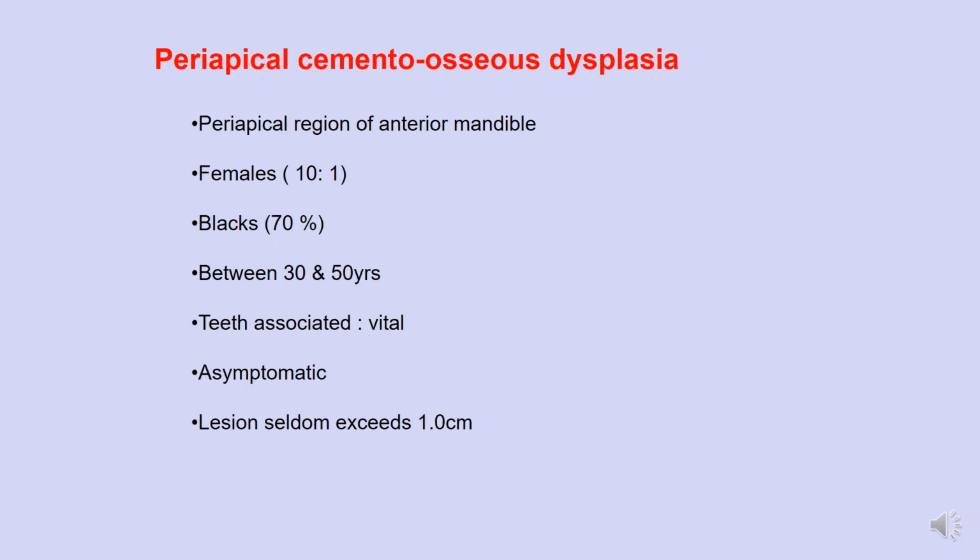So number one is periapical cementosseous dysplasia. As the word goes, it's periapical, so it's commonly seen in the periapical region. Most common area that it affects generally is the mandibular anterior teeth, right? There is a female to male predilection of 10:1, that means more commonly in females. The race that's commonly affected is blacks. Between the age group of 30 to 50-year-olds, all the mandibular anterior teeth will be vital.